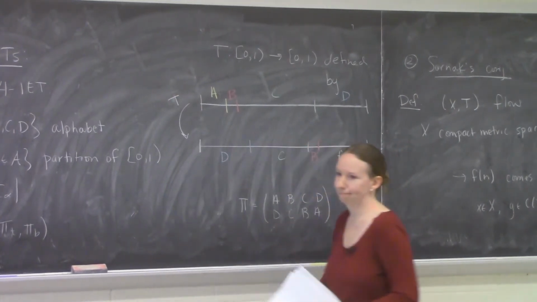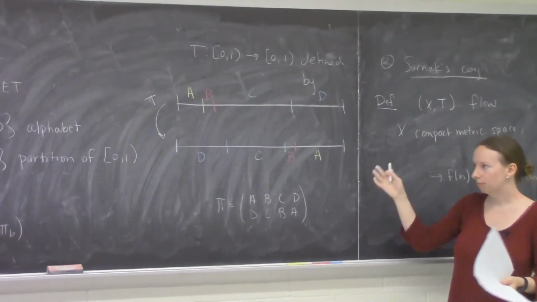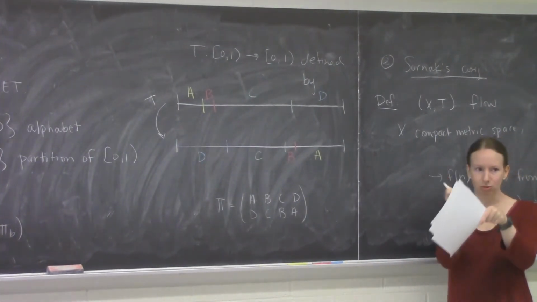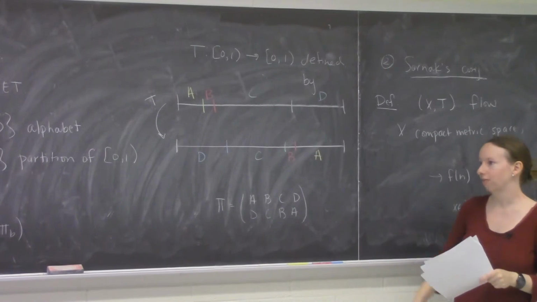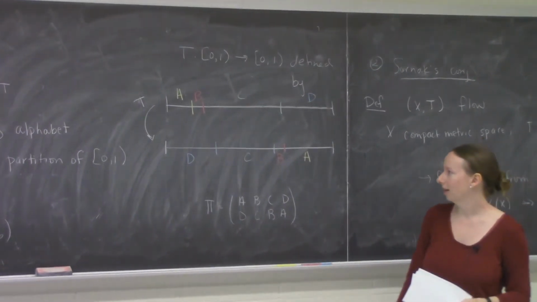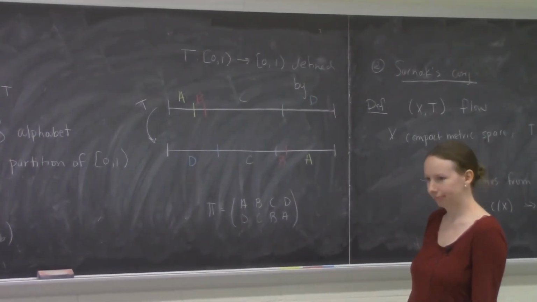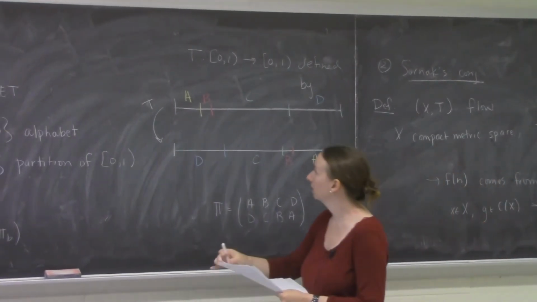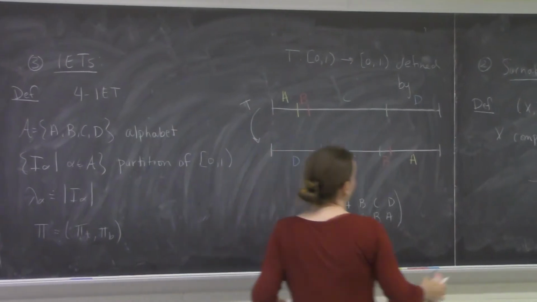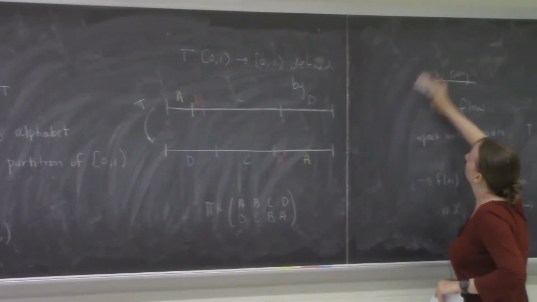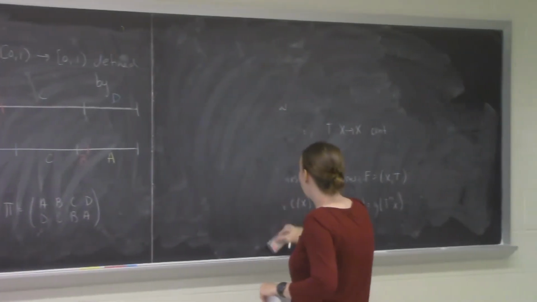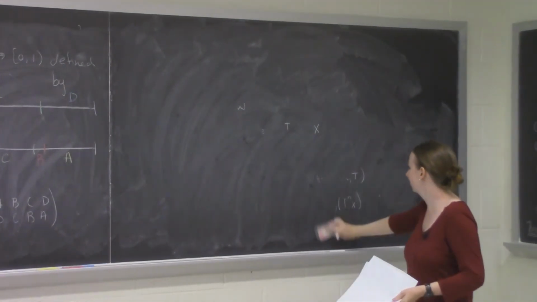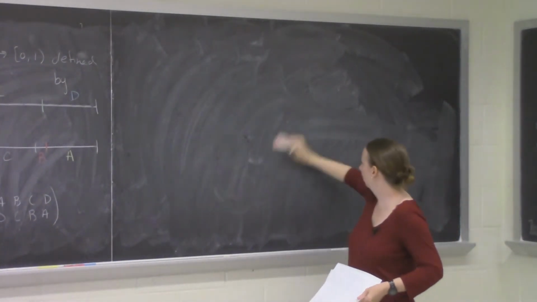So this is our map T. All right, so it's a piecewise linear, piecewise isometry of the unit interval. It has, you know, a handful of discontinuities. Okay, preserves Lebesgue measure. Okay, so that's what an interval exchange transformation is. And they have lots of very nice properties that you can study.